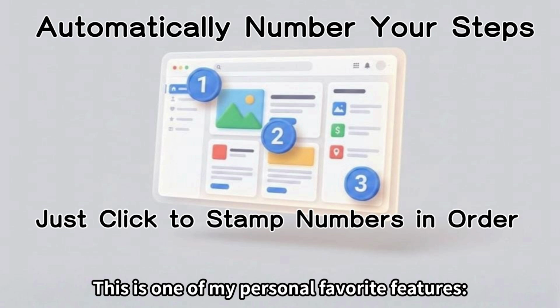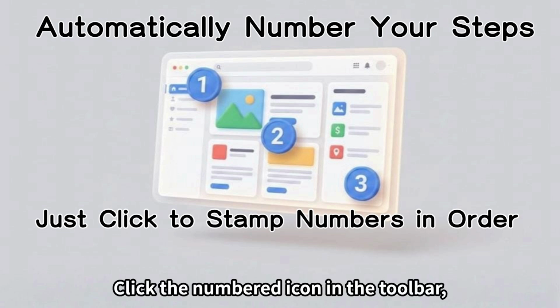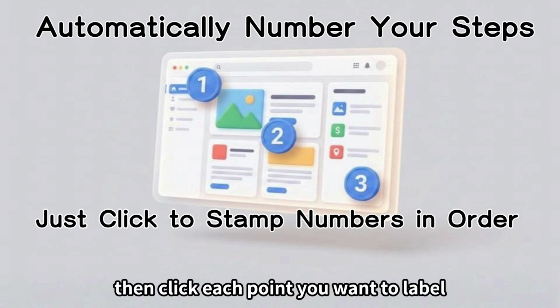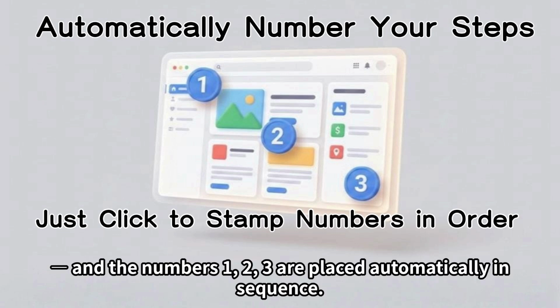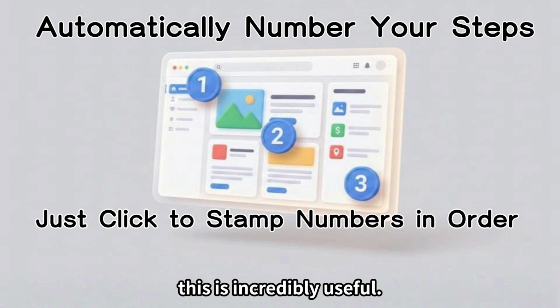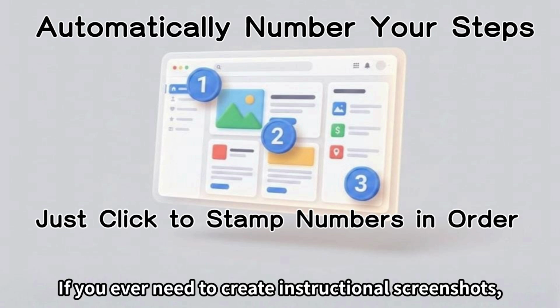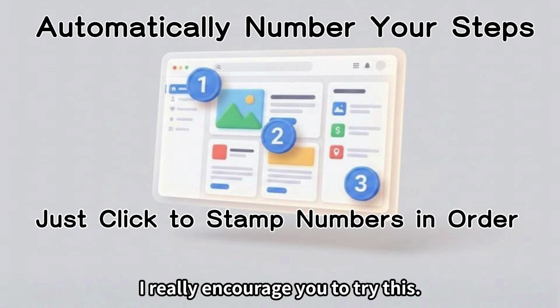This is one of my personal favorite features, the step counter. Click the numbered icon in the toolbar, then click each point you want to label, and the numbers 1, 2, 3 are placed automatically in sequence. When you're explaining a multi-step process, this is incredibly useful. Just stamp the numbers and the order becomes immediately clear. If you ever need to create instructional screenshots, I really encourage you to try this.